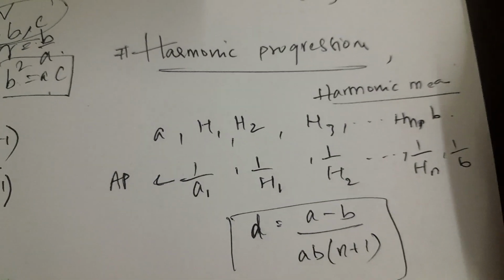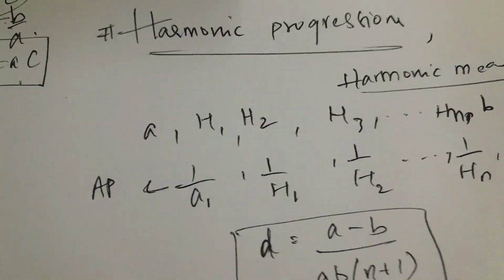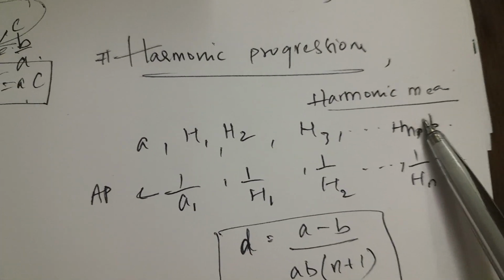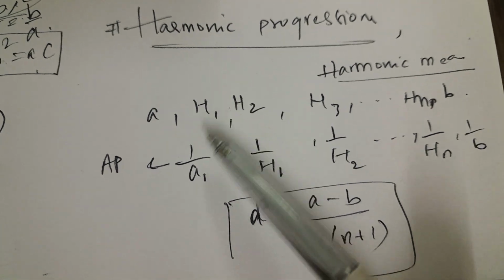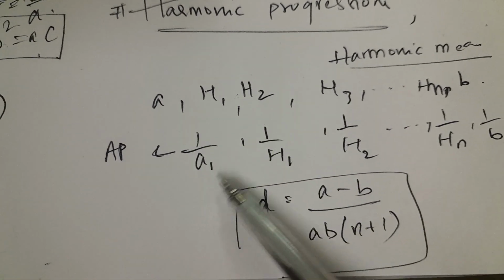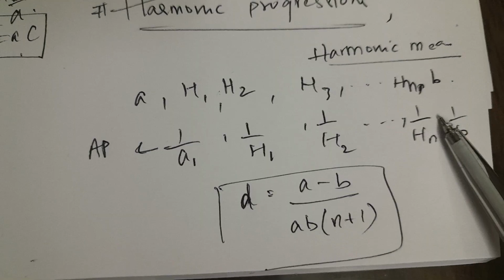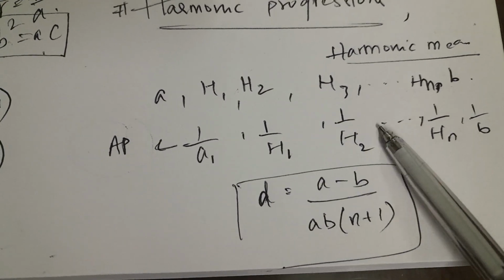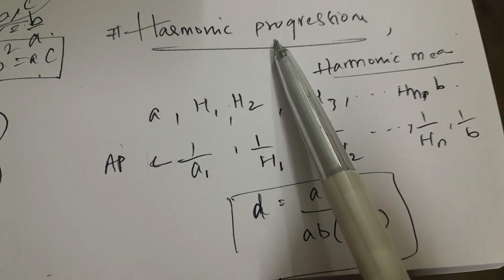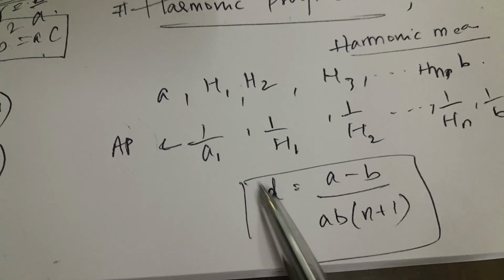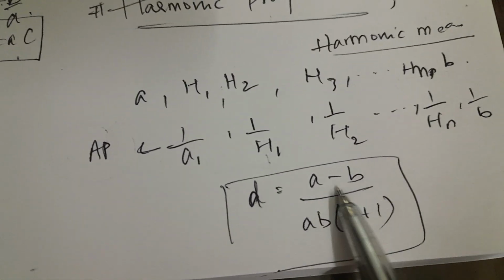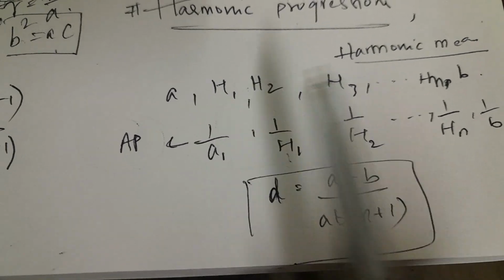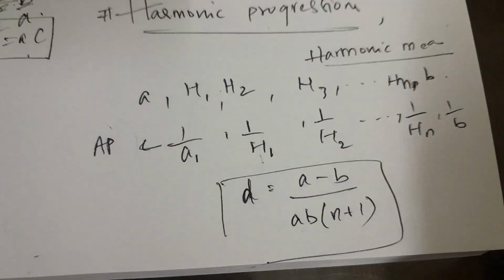So the next topic is harmonic progressions. Harmonic progressions are quite easy again. Let's say you have a, h1, h2 all the way up to hn and b in a harmonic progression. Let's take the inverse of the terms. So that's 1 by a, 1 by h1, 1 by h2 all the way up to 1 by b. These inverted terms are actually in an AP. So now you can apply all the AP formulas to the harmonic progression. And the common difference of the inverted terms will be (a minus b) over ab times (n plus 1). Or you can just subtract two consecutive terms as well, just like we did in APs. That's it.